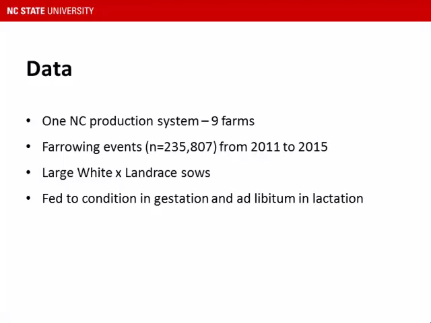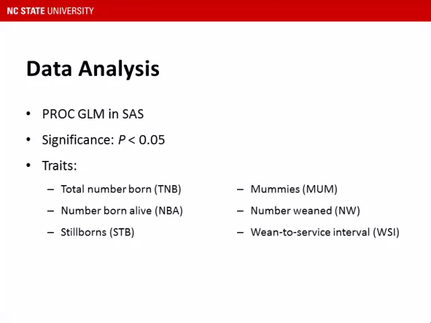The data for this study came from 9 farms within one North Carolina production system across 5 years. There were 235,807 farrowing events total. Sows from the study were large white landrace crosses, and they were fed to condition in gestation and had unlimited access to feed in lactation. The data was analyzed using the GLM procedure in SAS, with a p-value of less than 0.05 being considered significant.